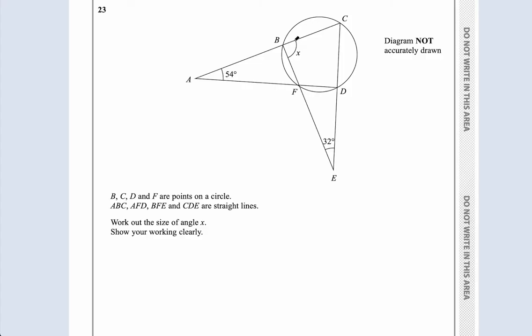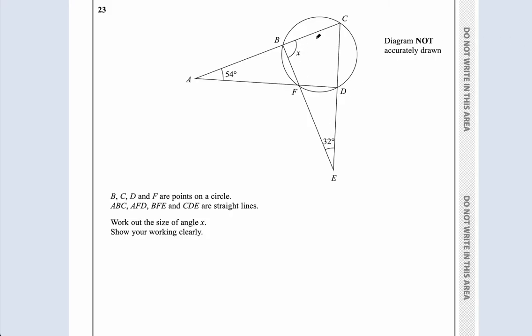So one thing to note straight away is that B, C, D, F are all on the circle. So remember, that circle theorem jumps out at me straight away: opposite angles in a cyclic quadrilateral add up to 180. So I'm going to be using that theorem for sure. Okay, I'm actually a bit stuck here, but let's have a think.